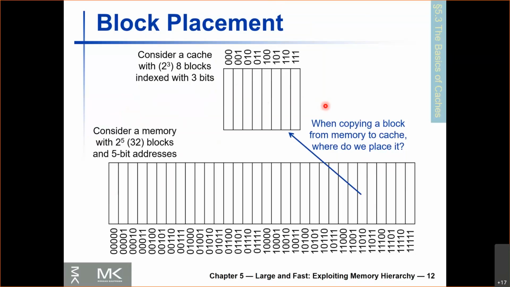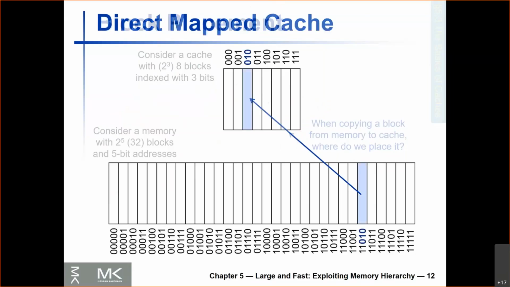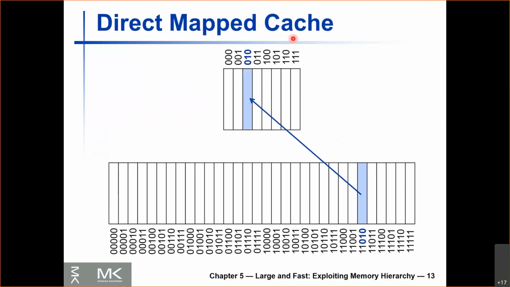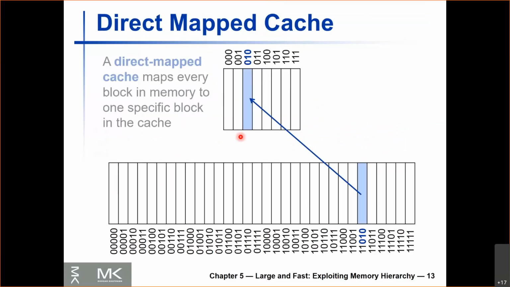So there are actually different types of cache designs. Some caches let you place a block anywhere. Some caches only let you place it in specific locations. The first design we're going to talk about today is the direct map cache. A direct map cache is a design that maps every block in memory to one specific block in the cache. So each one of these blocks in memory can only map to one block inside this cache. If I copy a block from memory to the cache, there's only one place I can ever put it.